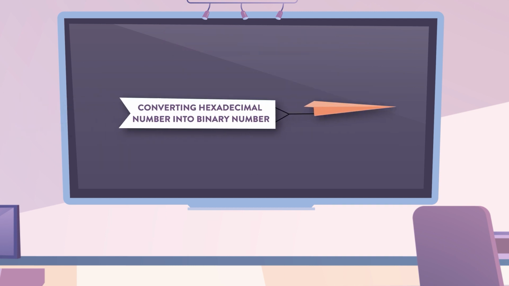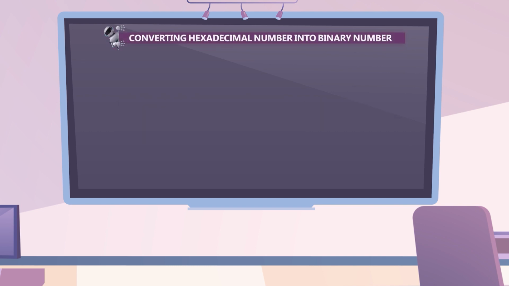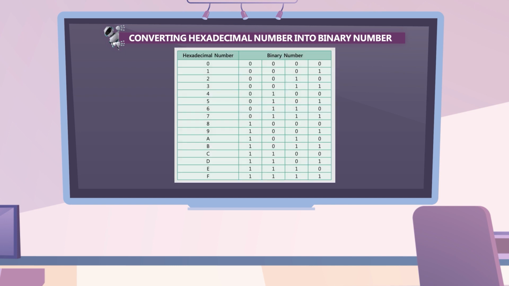Moving to converting hexadecimal numbers into binary numbers. The hexadecimal system consists of 16 symbols, so it has a base of 16. This table displays the binary equivalent of hexadecimal numbers.